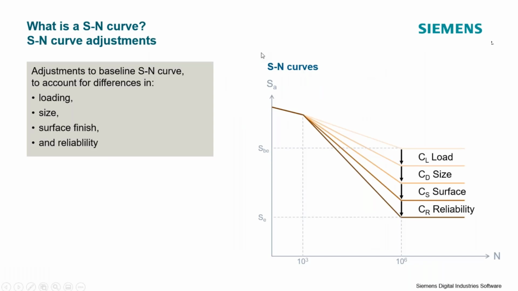It's important to note that SN curves are made by testing material coupons and not an actual component that we wish to analyze for its fatigue strength. If we want to use an SN curve for a fatigue analysis, we often need to make adjustments to the baseline SN curve to account for differences between the coupon that was tested and the component that we are analyzing, as well as for things like the loading.